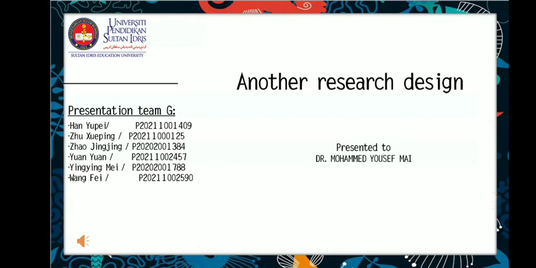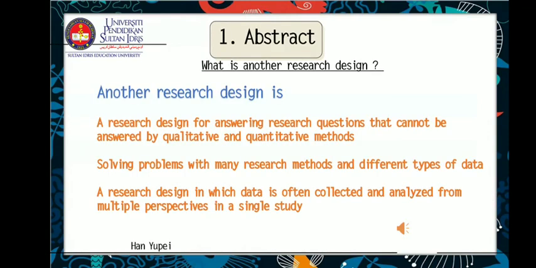Good day, Doctor. When we are talking about another research design, here are some questions we need to know and answer. Firstly, what is another research design? Another research design is: 1. A research design for answering research questions that cannot be answered by qualitative and quantitative methods. 2. Solving problems with many research methods and different types of data. 3. A research design in which data is often collected and analyzed from multiple perspectives in a single study.